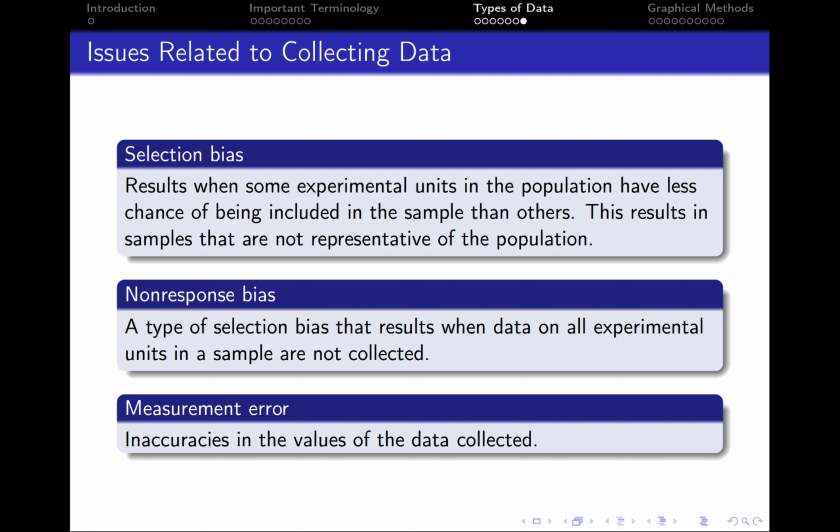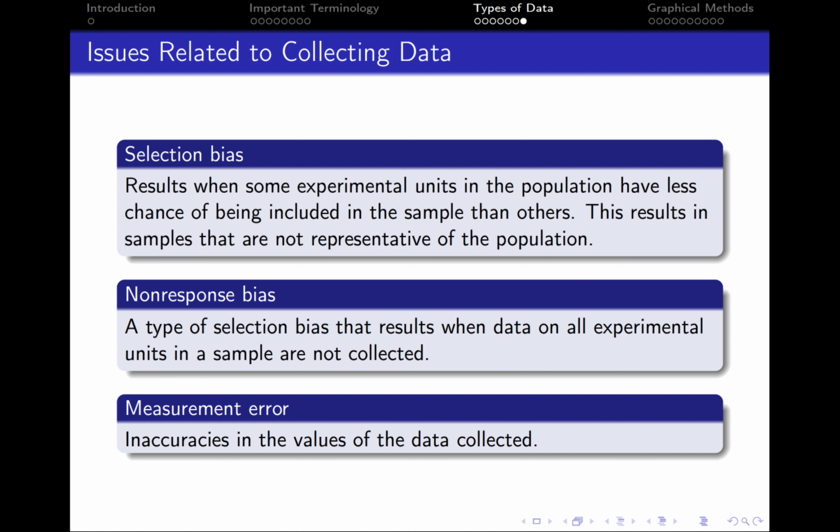Another problem is non-response bias. You might fail to obtain a representative sample when a non-response bias arises. This is a type of selection bias that results when data on all experimental units in a sample are not collected. This usually happens with surveys, especially online surveys, when a person has a choice whether to answer or not to respond to your questionnaire. Because of that, a lot of people tend not to respond to questionnaires, and a non-response bias arises.